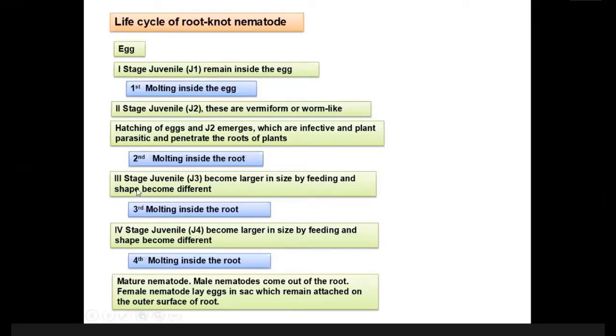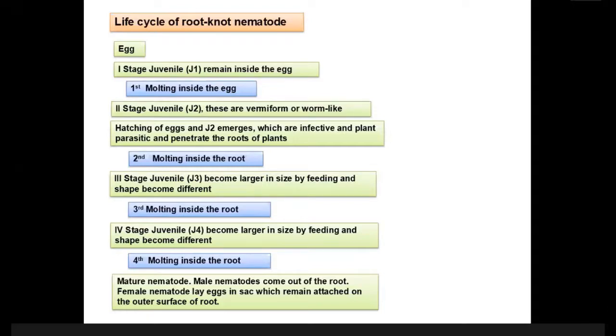After second molting, third stage juvenile comes out, and this third stage juvenile becomes larger by feeding, and the shape becomes different. The second stage juvenile was thread-like or vermiform, but the shape of the third stage juvenile becomes different. In the next slide, you will see how the third stage juvenile looks. Then third molting. After third molting, fourth stage juvenile comes out, and these fourth stage juveniles also become larger by feeding and the shape becomes different. Then after fourth molting, the matured nematode.